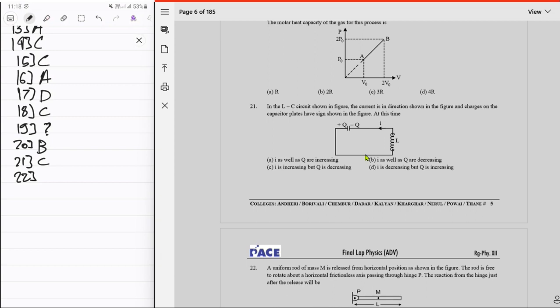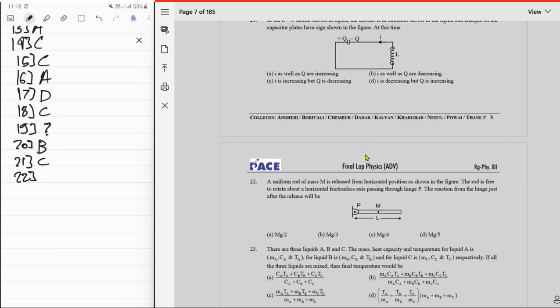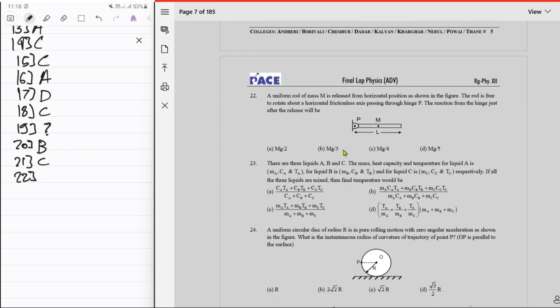So जब हम इसको differentiate करते हैं, it's like L d squared I upon dt squared is equal to, so dQ upon dt is actually negative I, right? That's why यहाँ पे SHM होता है. Okay, cool. 22. A uniform rod of mass m released from horizontal position as shown in figure.